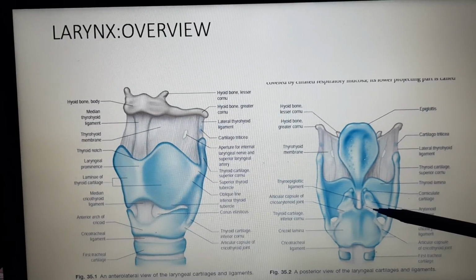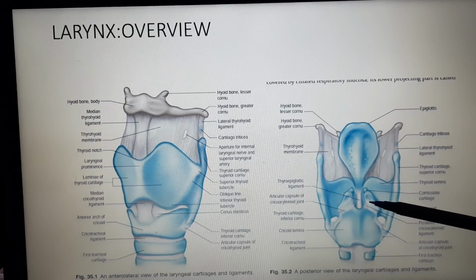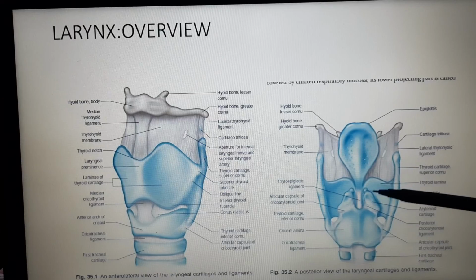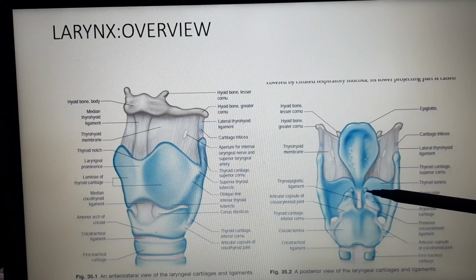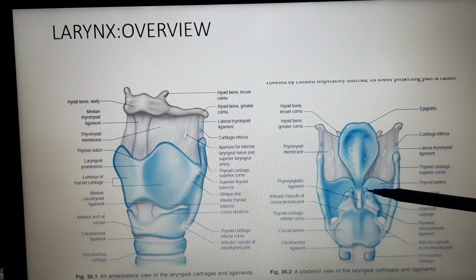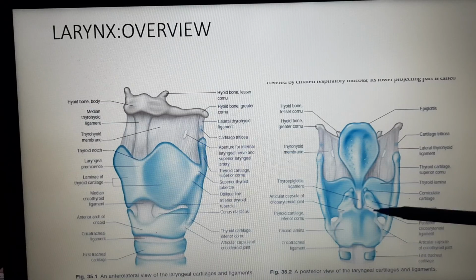There is one more joint formed between the upper border of the cricoid cartilage and the base of the arytenoid cartilage. This is also a plane type of synovial joint. Between the apex of the arytenoid cartilage and the corniculate cartilage there is also a joint which is plane synovial in nature, and this joint is not of any significance.